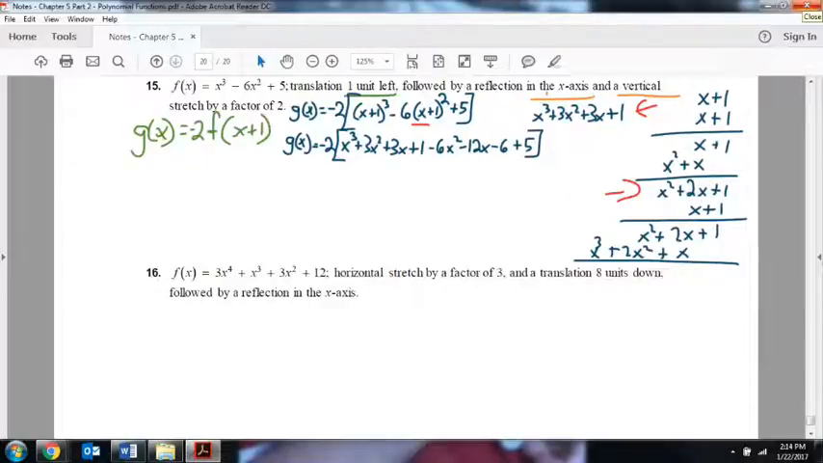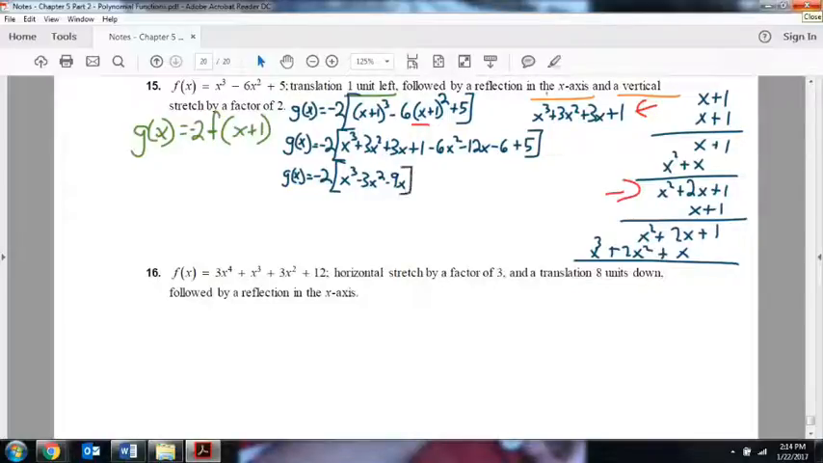Yay, it's all there. Alright, now let's combine our terms. So g of x equals negative 2. I only have 1 x cubed. That's very nice. X squareds, I've got 2 of them. Add them up, we get negative 3x squared. Single x's, that's 3 minus 12, so it's negative 9. And then singles, 1 minus 6 plus 5. That's actually 0. Negative 6 plus 5 is negative 1, plus 1 is 0.